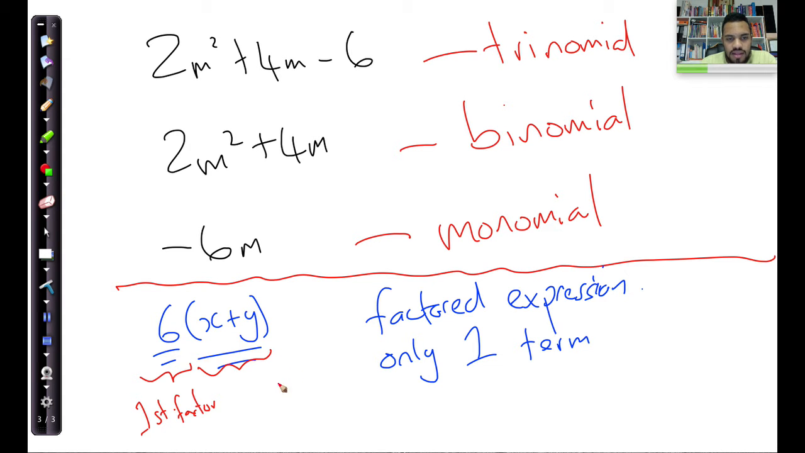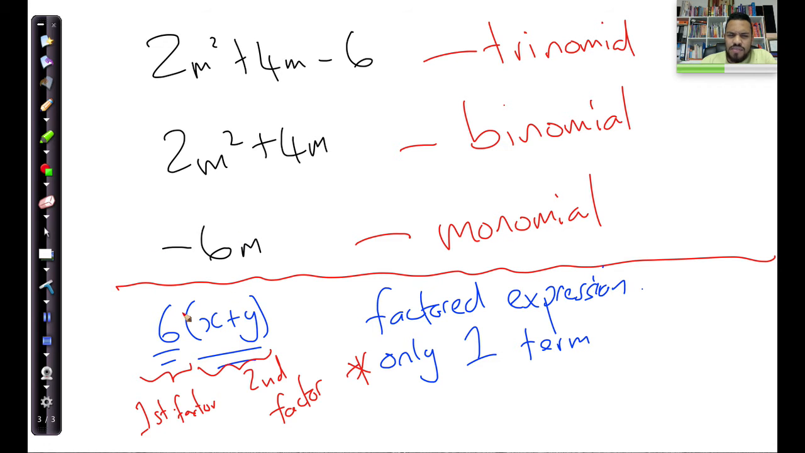Okay, and this here is the second factor. But these two factors multiplied by one another has only one term. Here you can see there's one term. Here there are clearly two terms. Here there are three terms. Okay, are we all clear on that? Three terms is a trinomial, two terms is a binomial, and one term is a monomial.